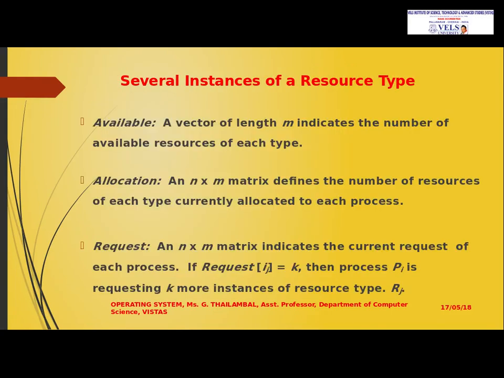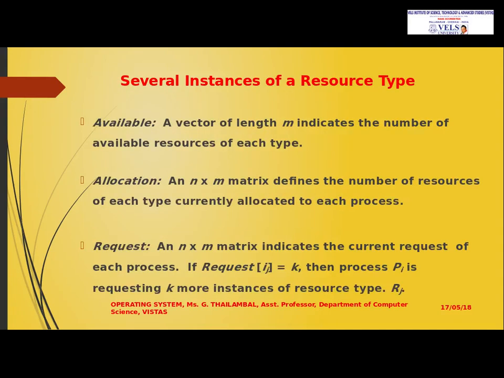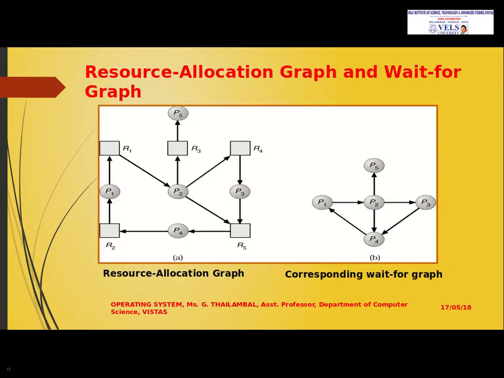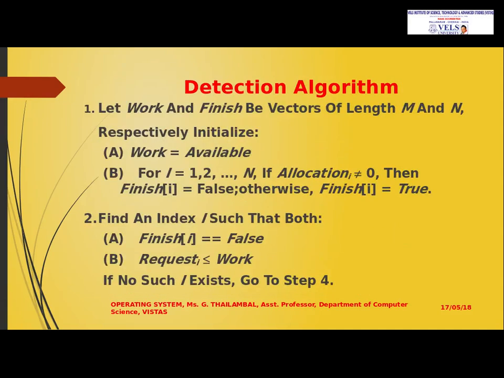And if it has several instances, then it is going to use a detection algorithm. If the resources are only single instance, it will use a wait-for graph, and if the resources are multiple instances, then it will use the detection algorithm. So in the detection algorithm, we have two variables, work and finish. Work equals available resources, which will be stored in work.